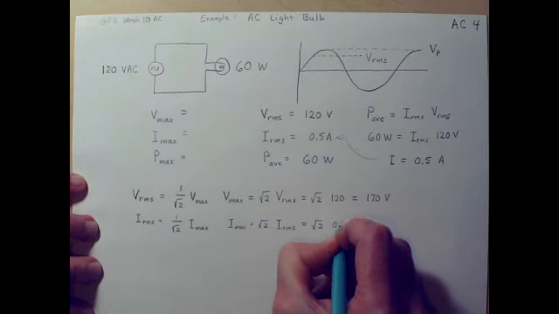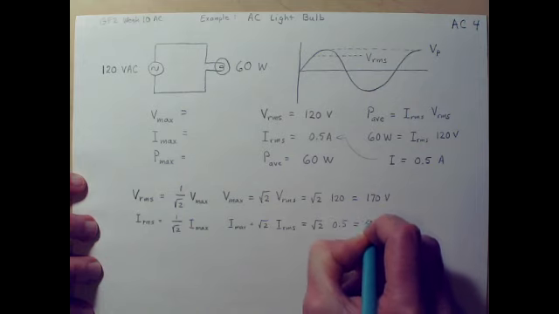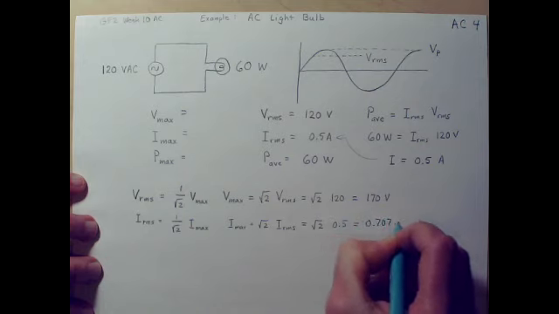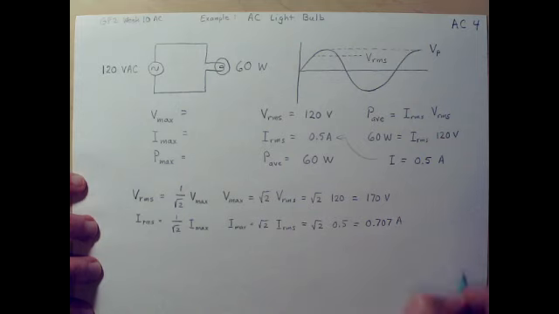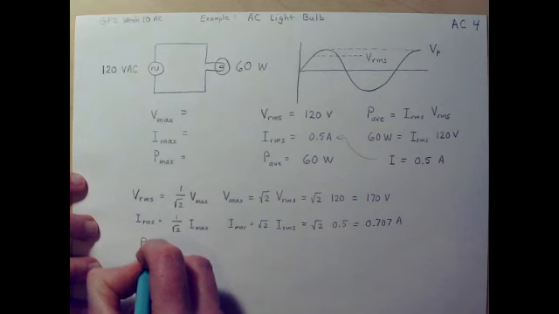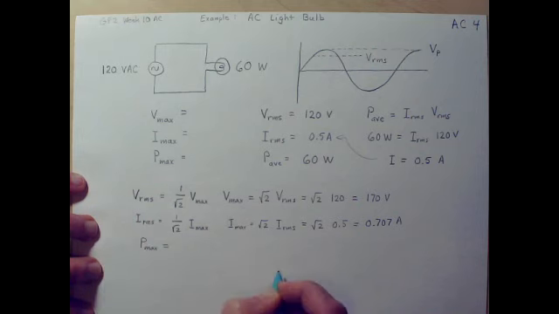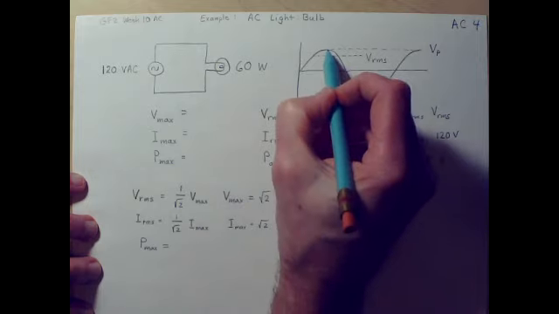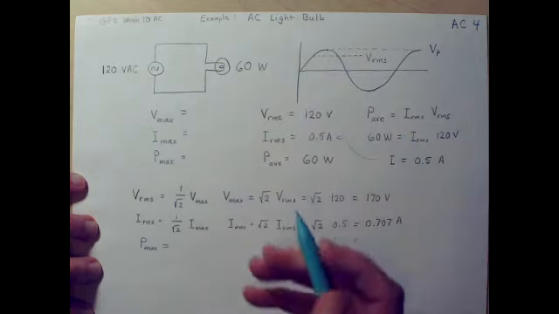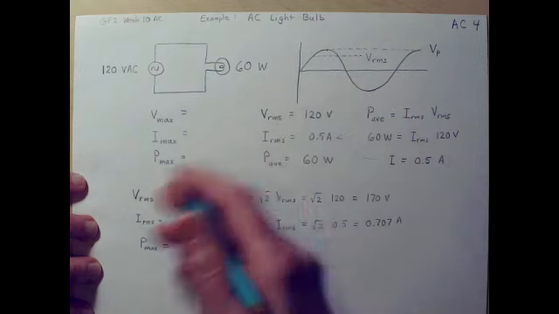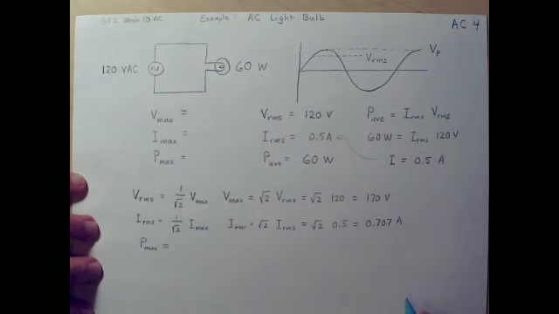Multiplying this by 0.5, what we get here is 0.707 amps. And what about the maximum power? So remember, the power goes through these peaks. When the voltage is at its peak, that's when the current is also at its peak, and that's when the power will be at its peak.